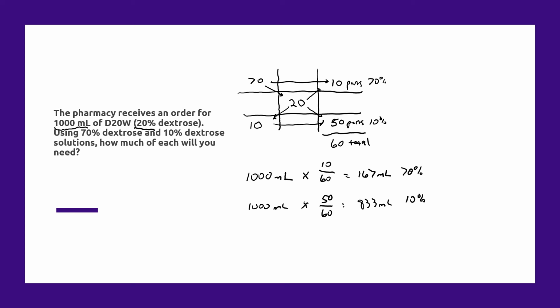And if we want to double check our work, we can just add these two together, and they should total 1,000 milliliters. So hopefully our multiple choice answers will give us the option to select 167 milliliters of 70% and 833 milliliters of 10%.